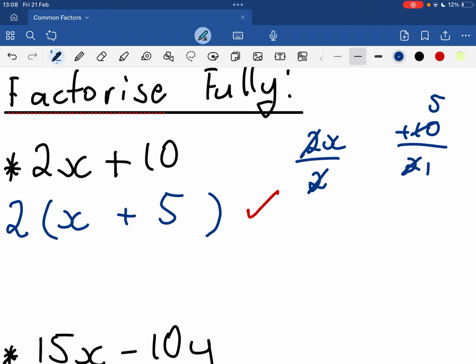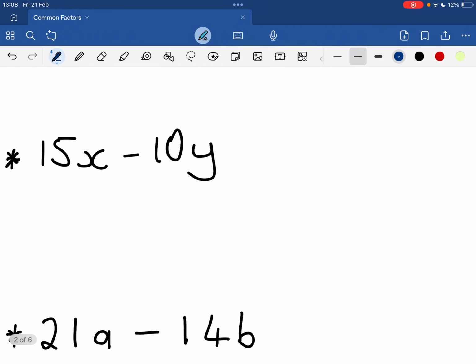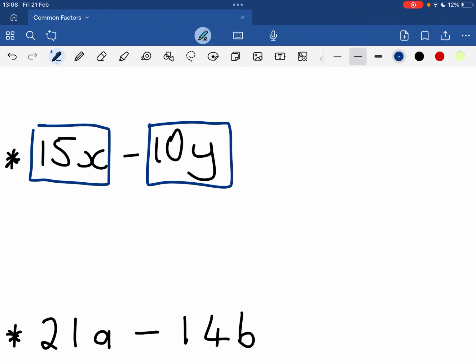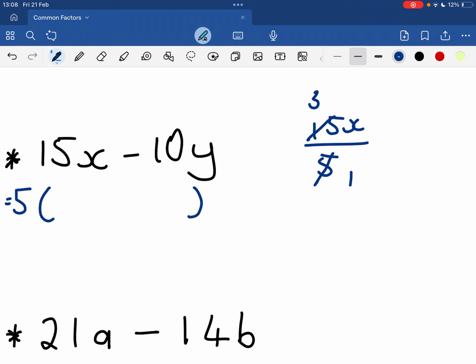Let's take the next example. We have here 15x minus 10y. Well, what number or variable goes both into 15x and into 10y? I hope you're shouting 5. We're going to take 5 as a common factor. We're going to open brackets. Then we're going to take the first term, 15x, and divide it by the common factor of 5. 5 goes into 5 once, 5 goes into 15 3 times. So you're left with 3x.